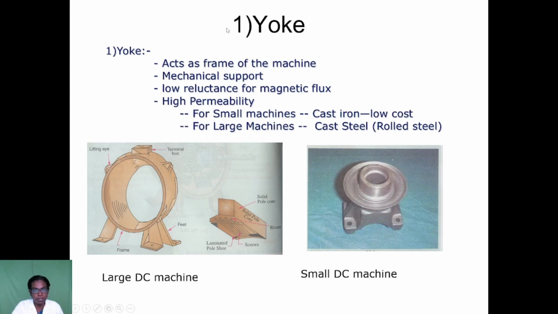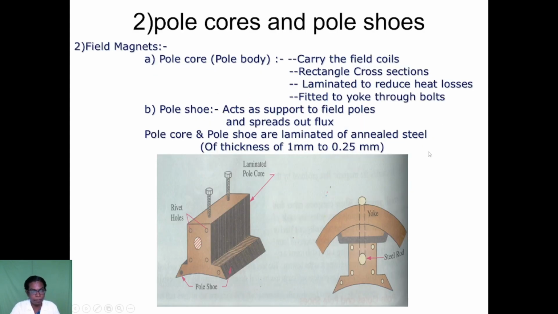Next, the first part is the yoke. In this large machine the yoke is a very big part, and in a small DC machine the yoke looks like this. First, it acts as the frame of the machine and gives good mechanical support, and it provides low reluctance for the magnetic flux, because we need more magnetic flux. For small machines cast iron is used for low cost, and for large machines cast steel is used, for high permeability.